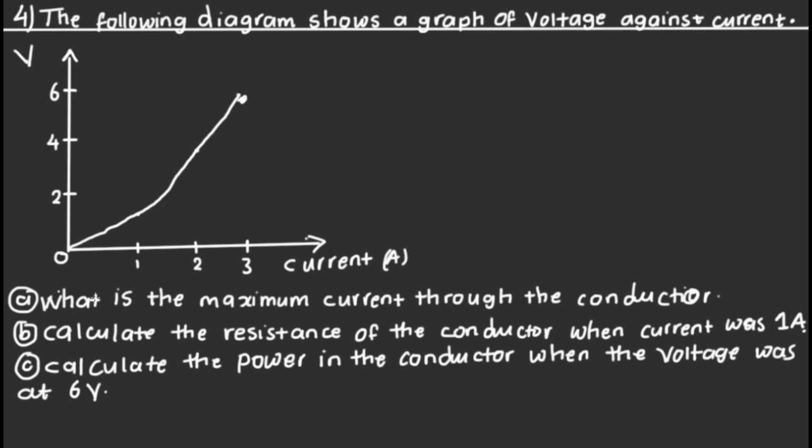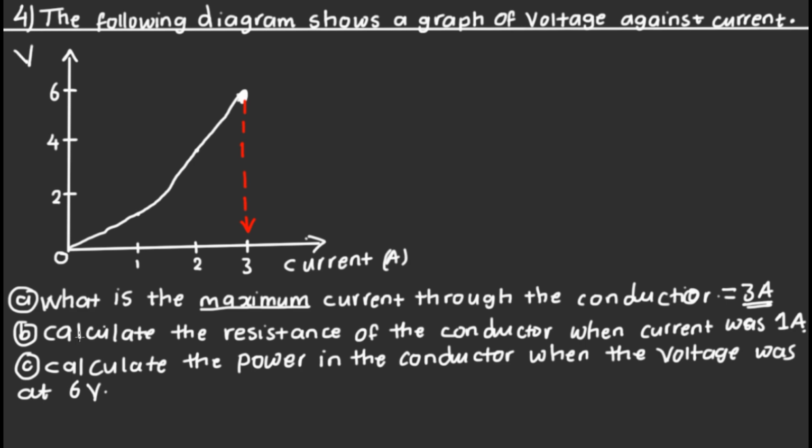Now let's look at the first question. What is the maximum current through the conductor? For the maximum, I'm going to look at where this line is ending. This is the highest point of the line. Then I'm going to draw a dotted line going to the x-axis, because on the x-axis is where we read our current. So what is the number at this point? We have 3 amps. So that is the answer for number 1, 3 amps. You just need to follow the line. The last point of the line gives you the final answer.